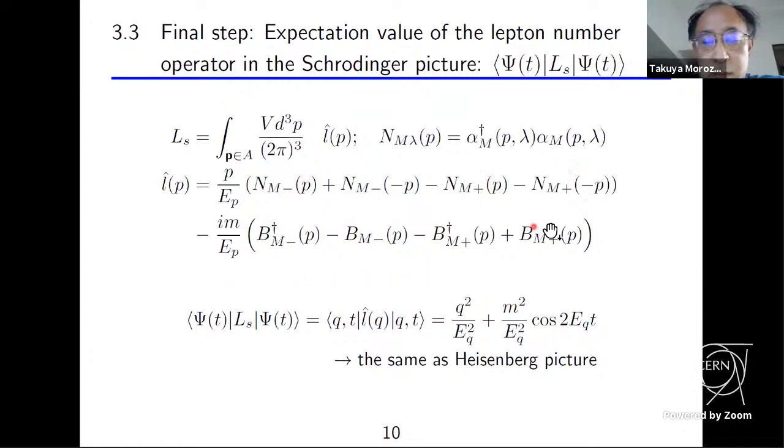In addition, we have a term which is not written in terms of the number operator. And we sandwich this Schrödinger operator with psi t, and the contribution comes from just this part, and we get exactly the same answer as the Heisenberg picture one. Maybe the result is obvious. Because the formula is the same, I don't show the figure again.